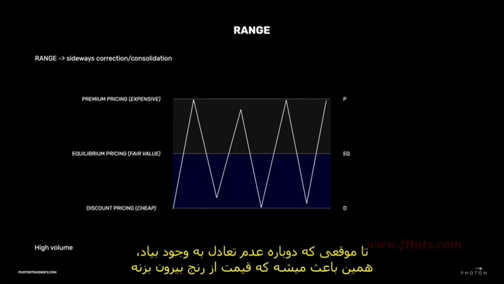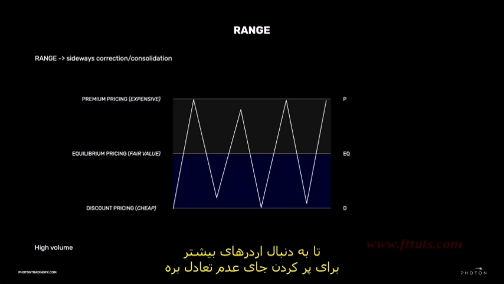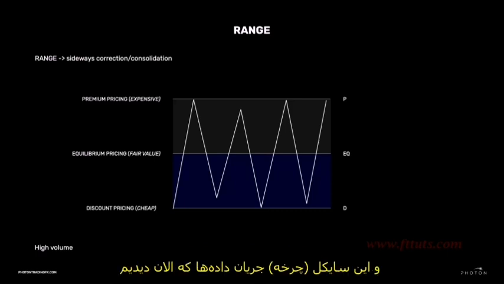Until the next imbalance arises, which will then cause price to break out of that range to seek more orders to fill that imbalance. And this whole cycle that we've just described, the whole cycle of order flow and that relationship between supply and demand, is essentially the continuous heartbeat of the market.